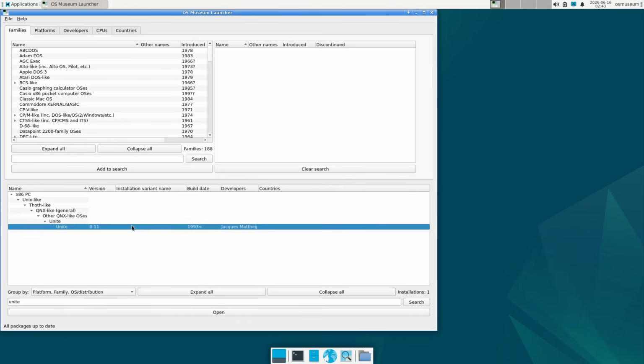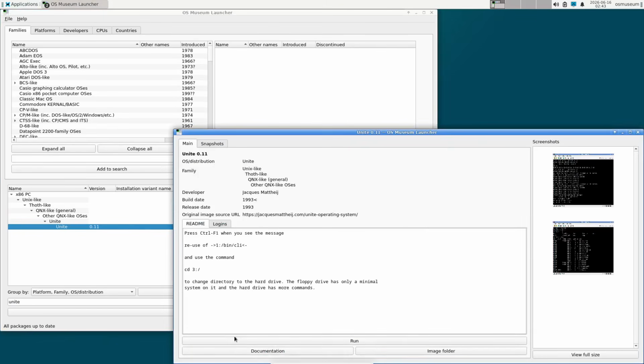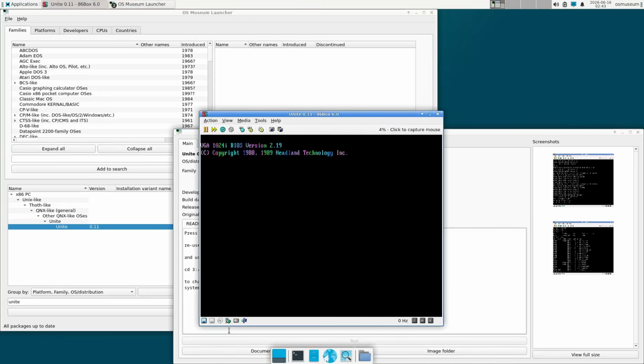I've now added a few new OS installations to the Virtual OS Museum. These are available both as updates in the launcher for people who downloaded previous versions, as well as complete images available for download on the site.